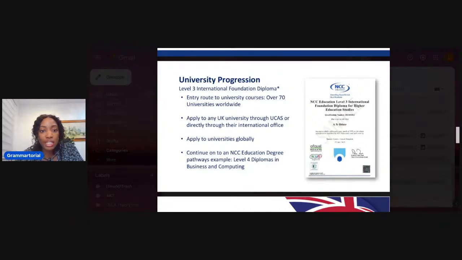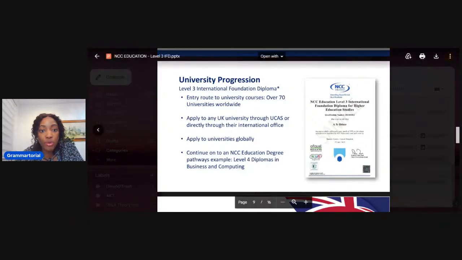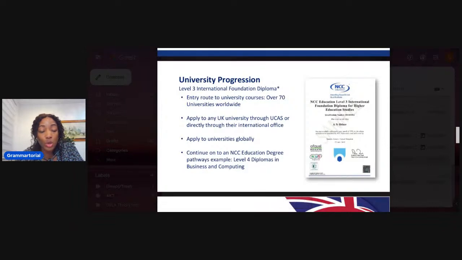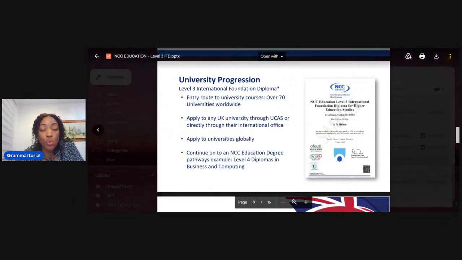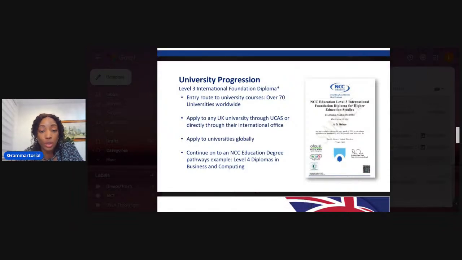So now let's look at the entry route. So you have entry route to university courses. So your university progression from this course is over 70 universities worldwide, not only the UK.